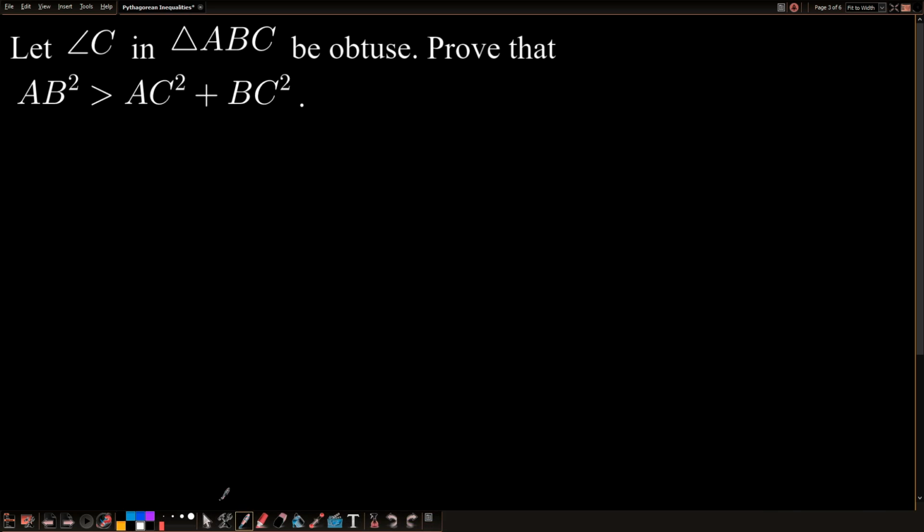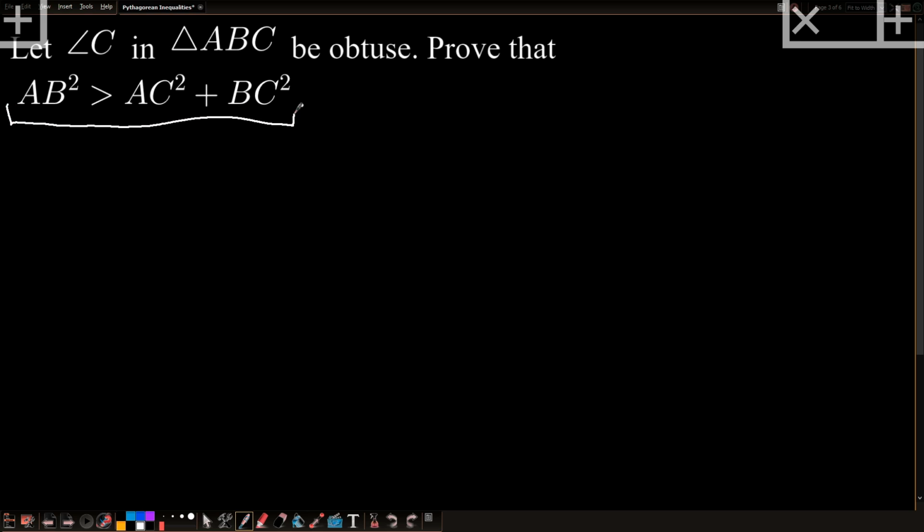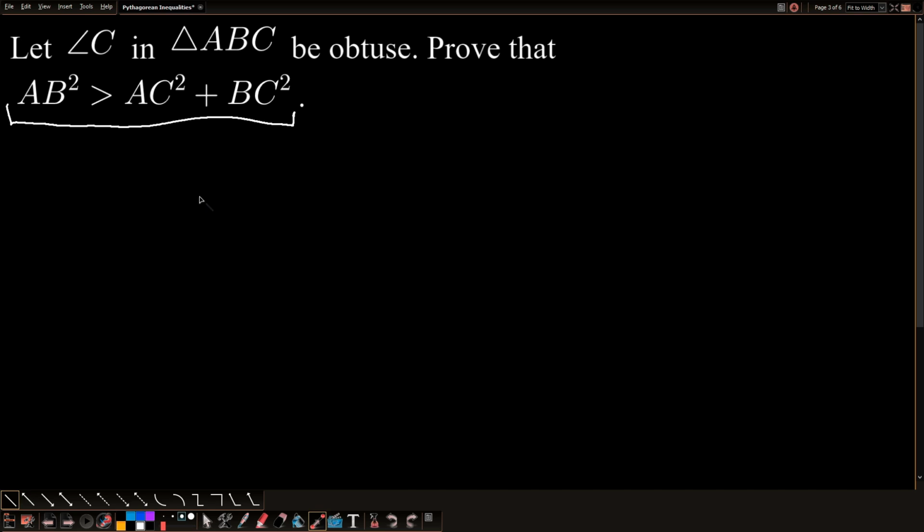Hello again. So now let's examine the case where angle C is obtuse and see how this changes our outcome. We want to say that in some triangle ABC, if angle C is obtuse, then AB squared is greater than AC squared plus BC squared. So let's draw an obtuse triangle, something looking like this.